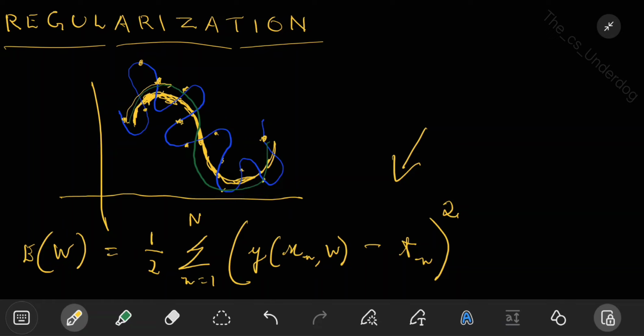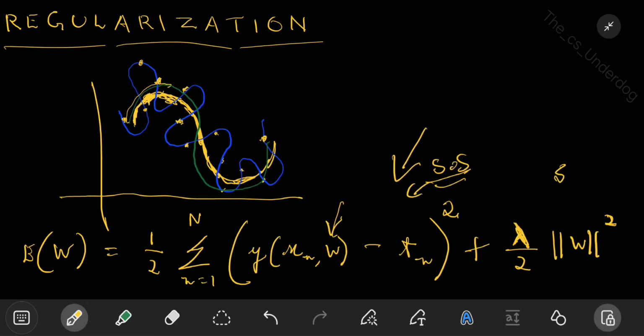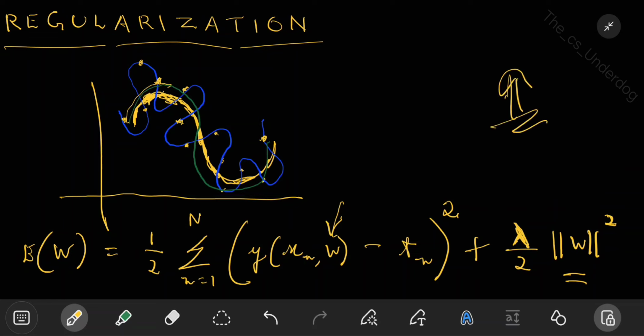What will you do to this error term to make sure that your W's will not take higher values? You have to add a regularization term which would penalize any higher values of W. So you will add lambda by 2. This lambda is your regularization constant, the regularization parameter. To this you will add the square of W. So now, along with your sum of squares error term, you added your sum of squares regularization term. What will this do? Whatever be the value of W, you are adding the square of that into the error term, which means as W takes higher and higher values, automatically your error is going to increase.